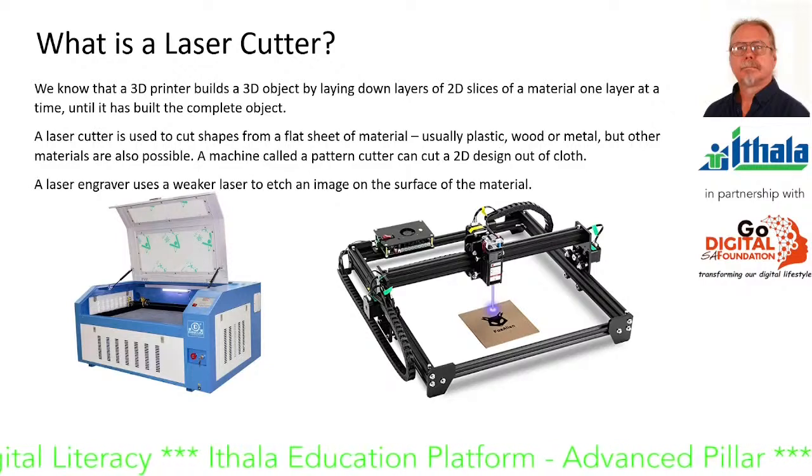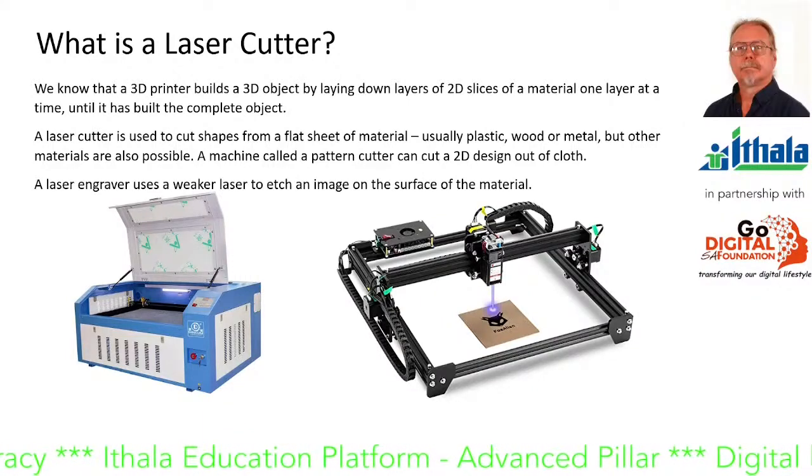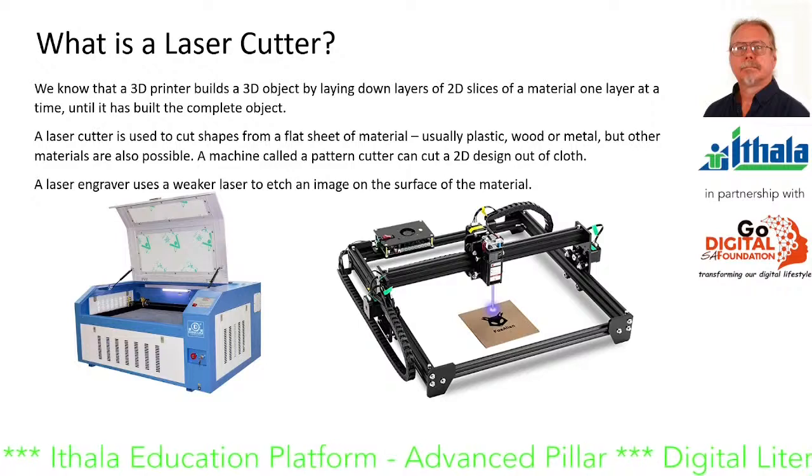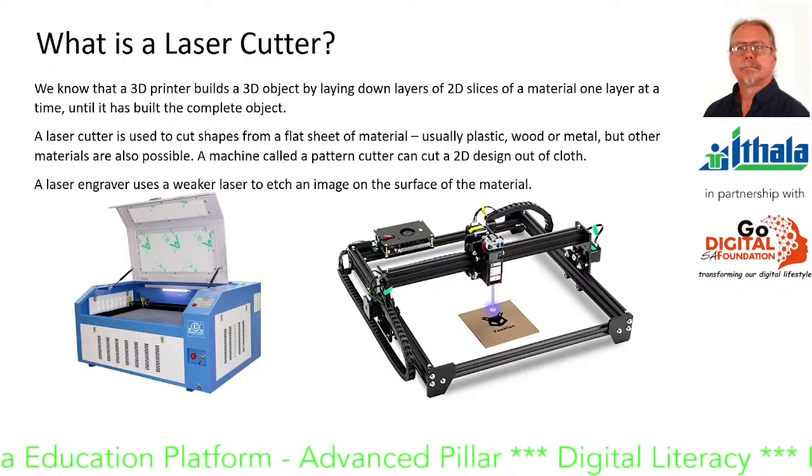A machine called a pattern cutter can cut a 2D design out of cloth. A laser engraver uses a weaker laser to etch an image on the surface of the material.